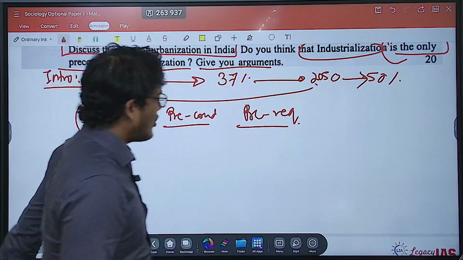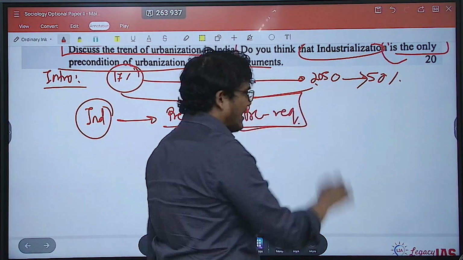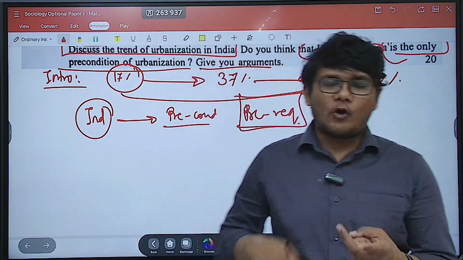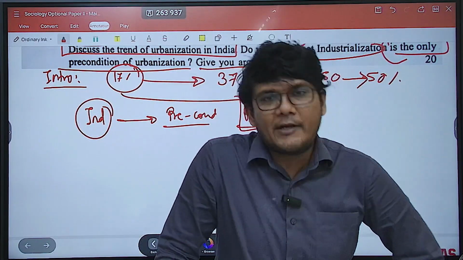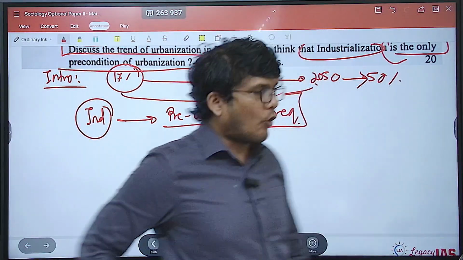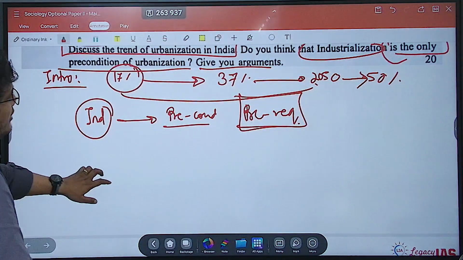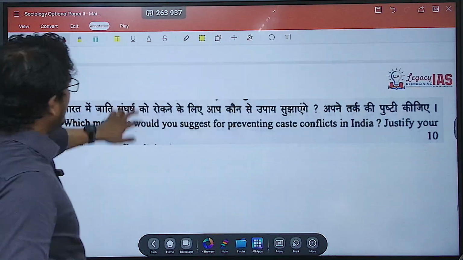But in addition to that, there are various other things you need. You need the services sector to come, you need the logistics, transportation, etc., which is also required to come into place in order to ensure that urbanization actually happens. With this, you conclude your answer.